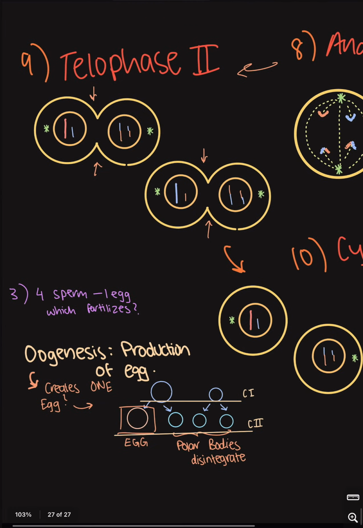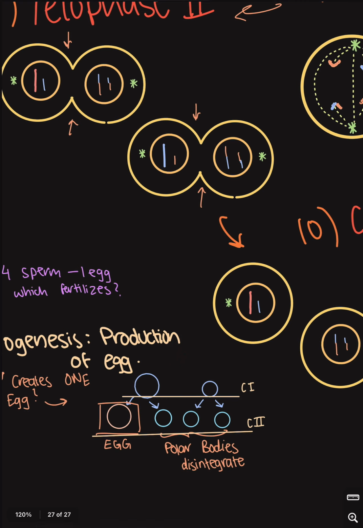Anyways, so what is oogenesis? Oogenesis is the production of egg. And unlike spermatogenesis, where 4 sperm are created, in oogenesis only 1 egg is created. How? Basically, we start off with a parent cell at the top, okay? And then all of meiosis 1 occurs. The steps are pretty much the same. So all of meiosis 1 occurs, right?